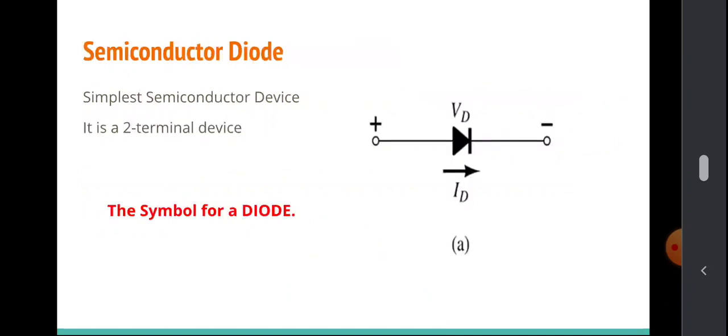Okay, semiconductor diode. This is the symbol for a diode. The simplest semiconductor device. It is a two-terminal device. So let's look at figure A. So there is a polarity, positive to negative. So current I sub D, and then the voltage of that diode, voltage V sub D. Okay, always remember the symbol for a diode.